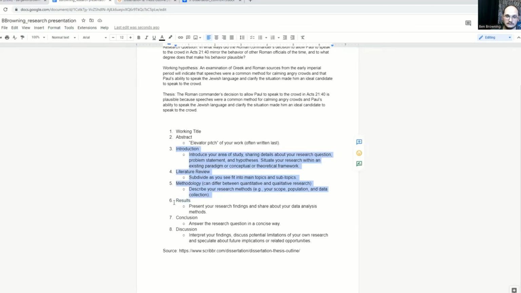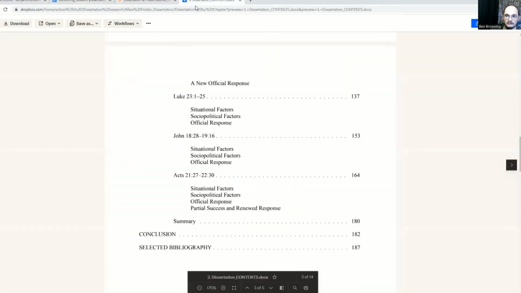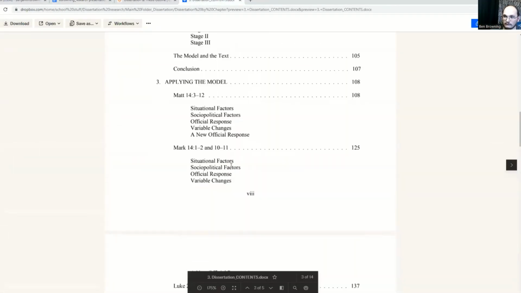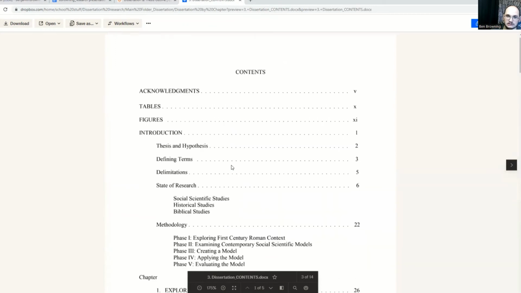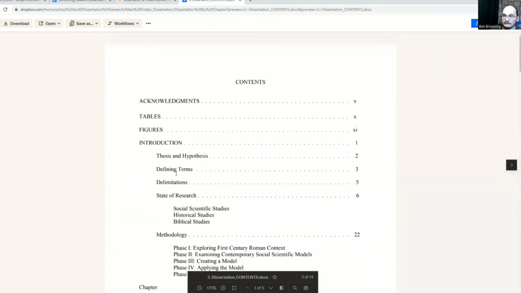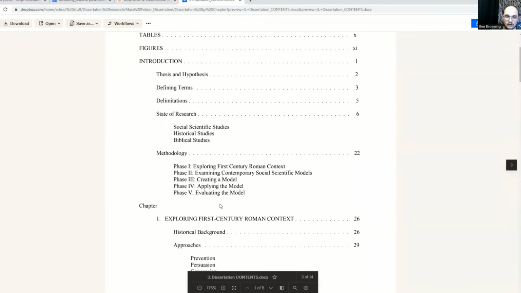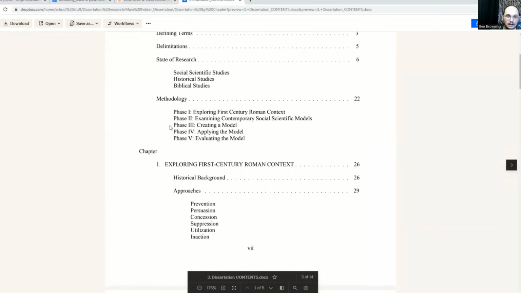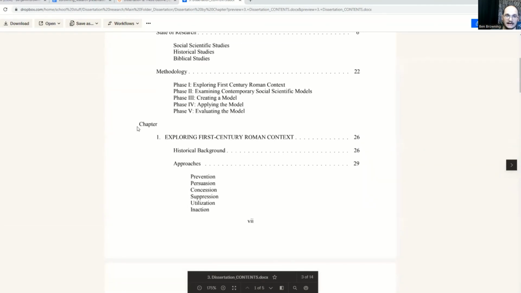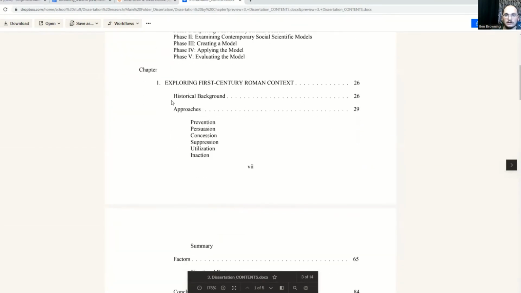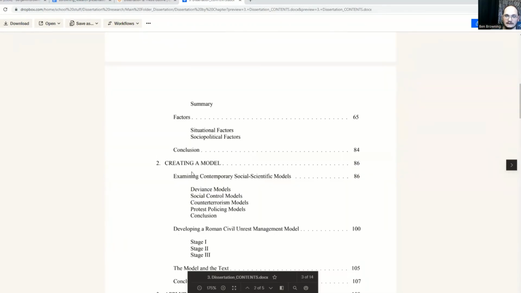Introductory matter, your content, your results, and your conclusion. Okay? They just got it split into more chapters. The approach that I went with, which was typical at my institution, has all the same information there, but I just have my chapters subdivided.